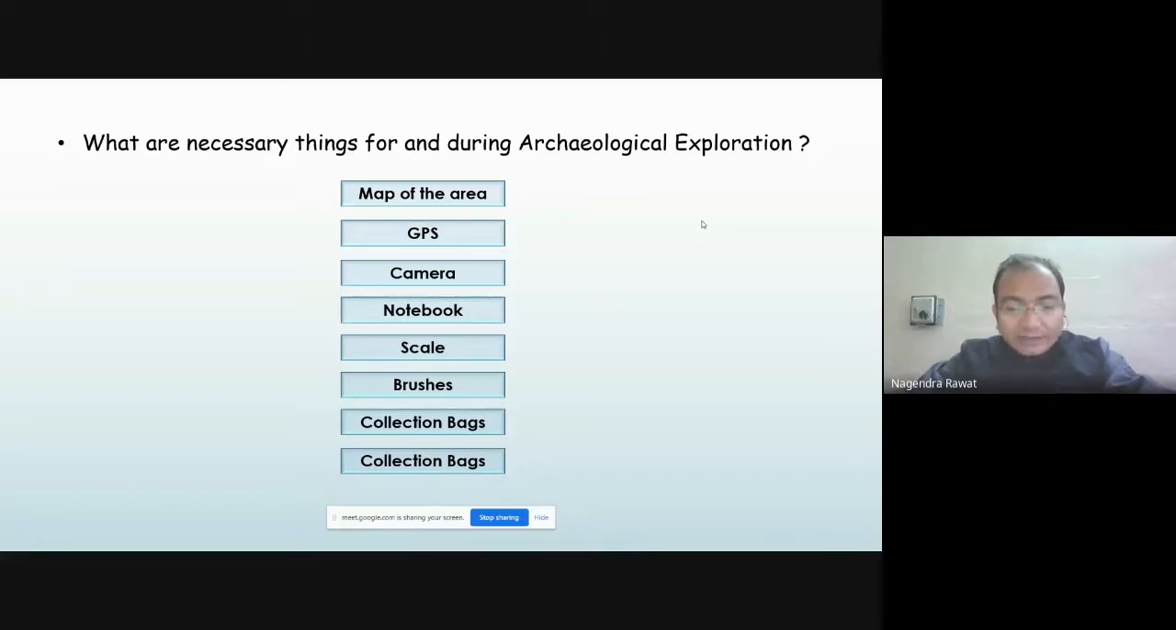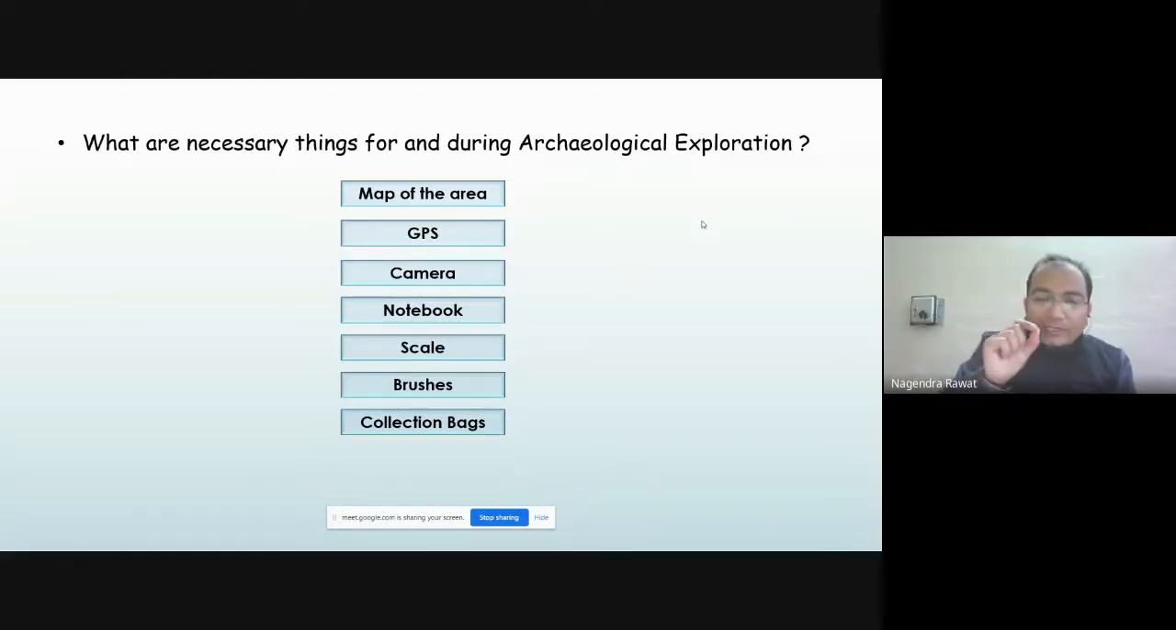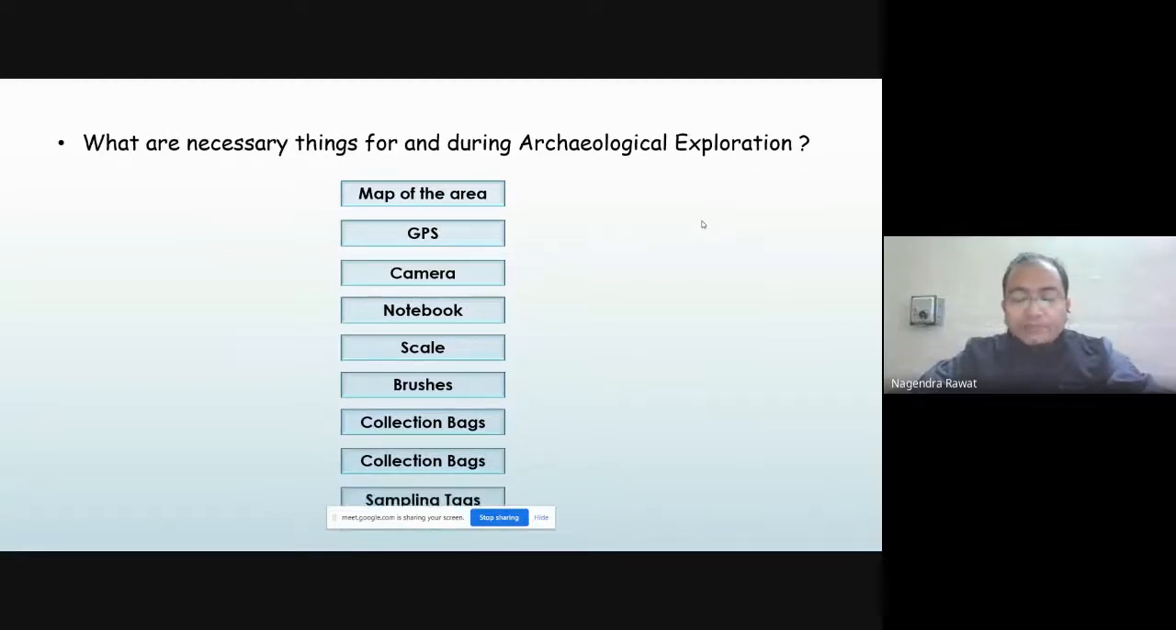A collection tag is basically a paper strip where you can mark what the finding is, where you found it, what the time was, and any other detail. You can mention the name of your research project over there. So this is the basic guideline from my side if you are willing to conduct an archaeological exploration.